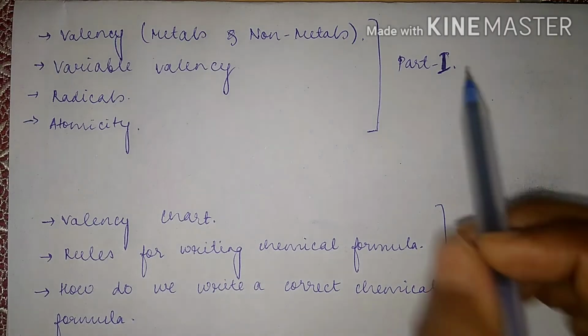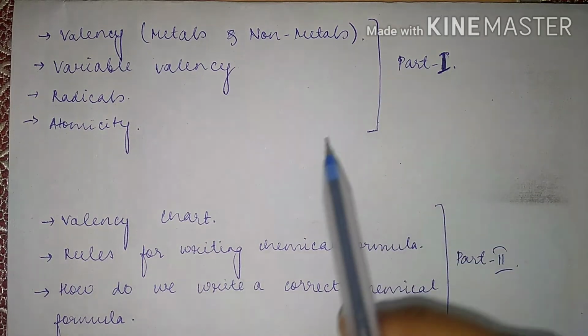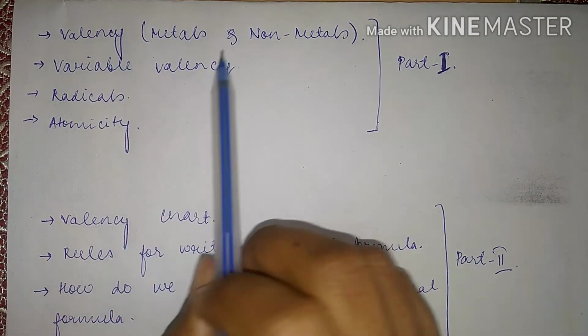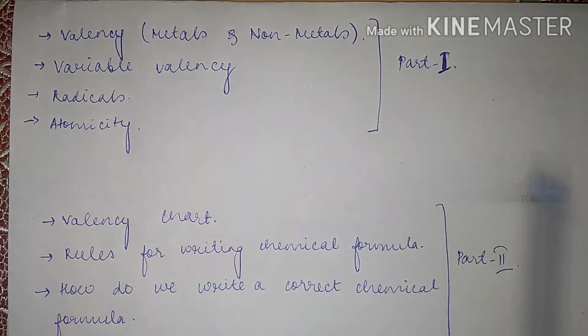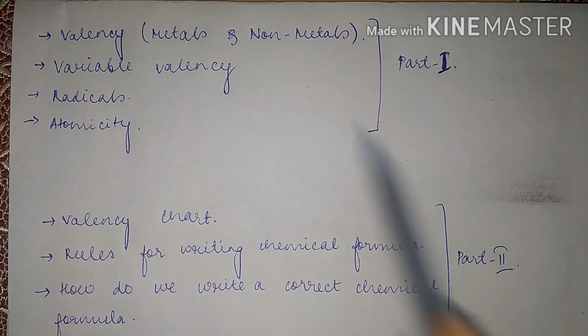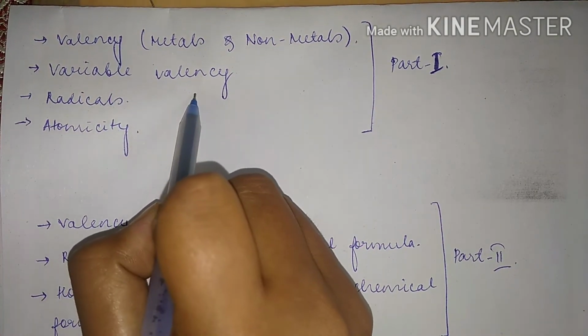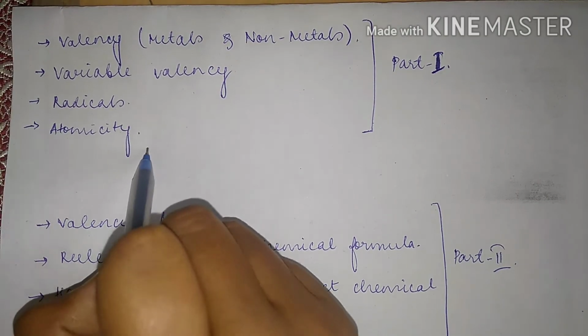So in the first part, that is part 1 of today's lecture, we learned about valency, that is about the metals and non-metals. I explained by giving examples from group 1A, 2A, 3A, 4A, 5A, 6A and 7A of the periodic table. Then we read about the variable valency, radicals and atomicity.